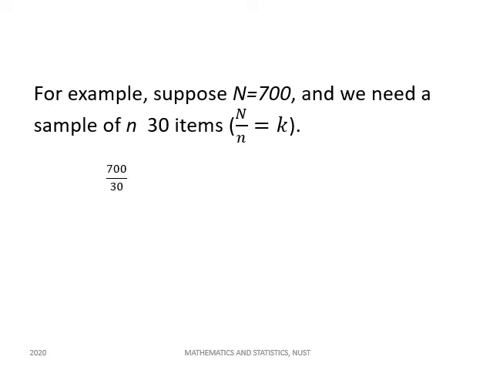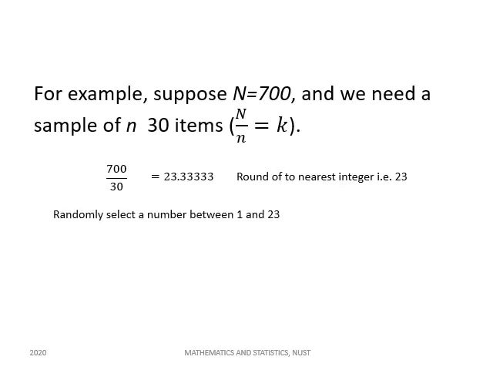So what I will do is first say 700 divided by 30. This will give me 23.3. Now 23.3 is not an integer, so I round it off to the nearest integer, which is 23. Then I randomly select a number between 1 and 23. I could put all the numbers 1 to 23 in a hat and pick one, or use my random number generator, and it'll give me a number.